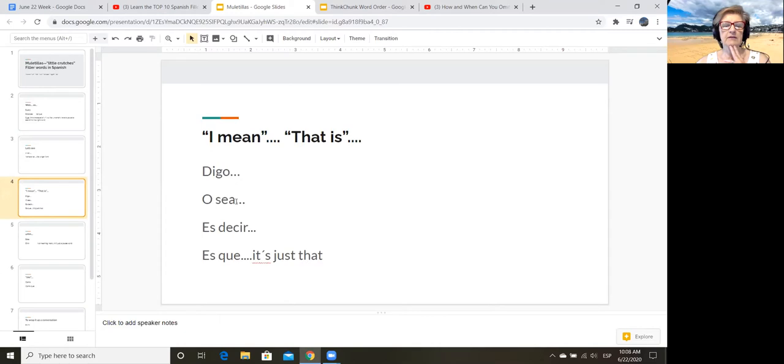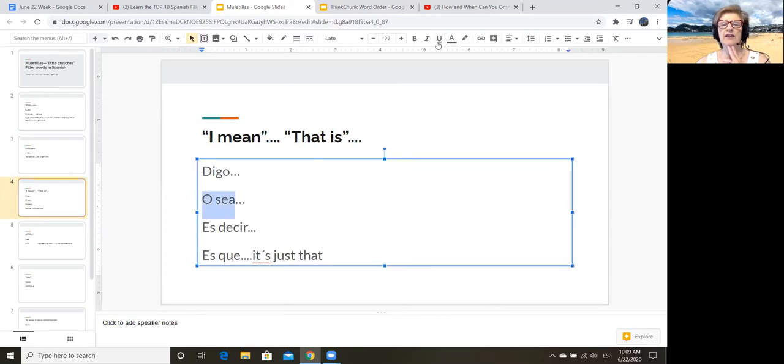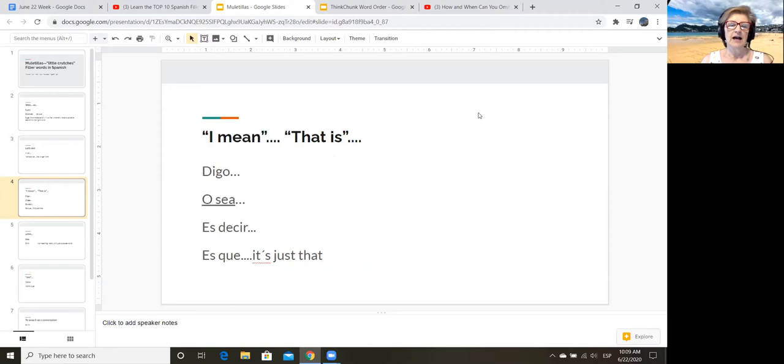A lot of these can be used for the I mean or the that is. And this one I'm going to underline in particular because you hear this word a lot, o sea. If you typed o sea into a translator, depending on which translator you get, it's plugged in by people all the time. O sea. I mean, that is to say, like o sea, es decir, digo. But that phrase, o sea, wow, we use that a lot.